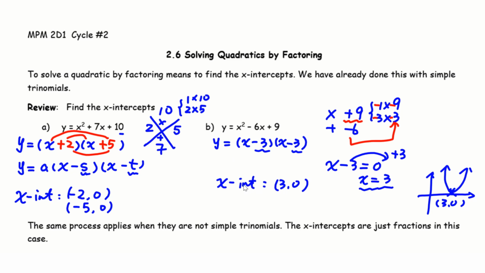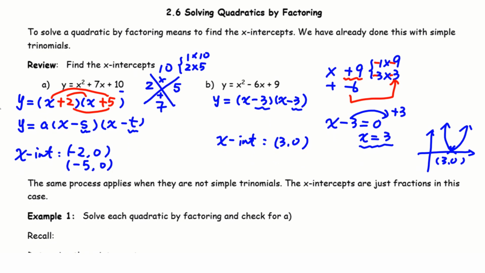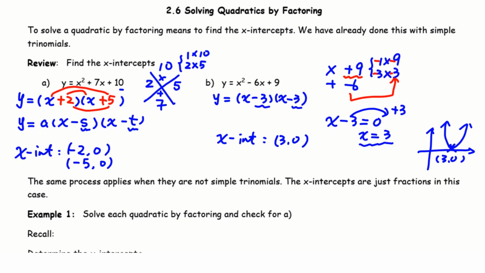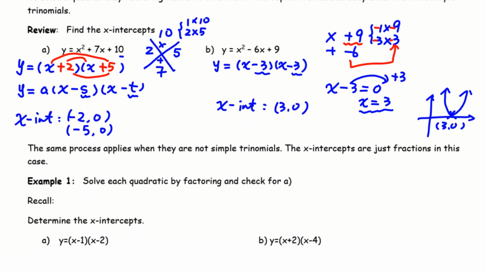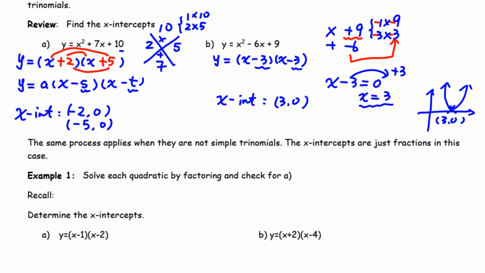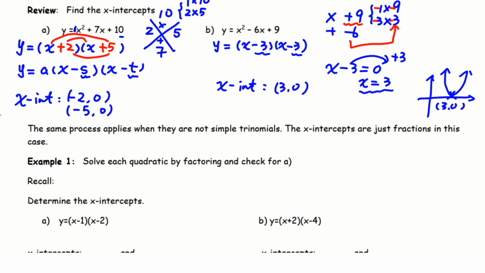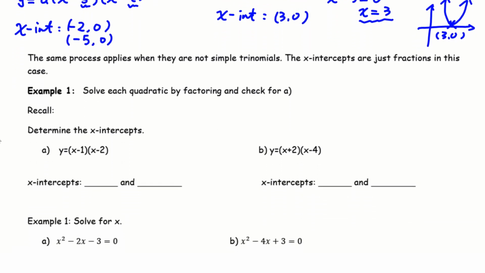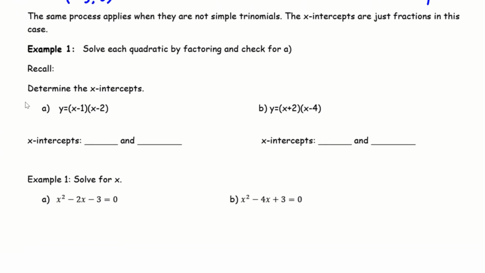Today we are going to see how we can apply this factor method to solve for the x-intercepts of a complex trinomial. A complex trinomial means the number in front of the x squared is not 1. Okay, so we are going to practice more. This is a review again.